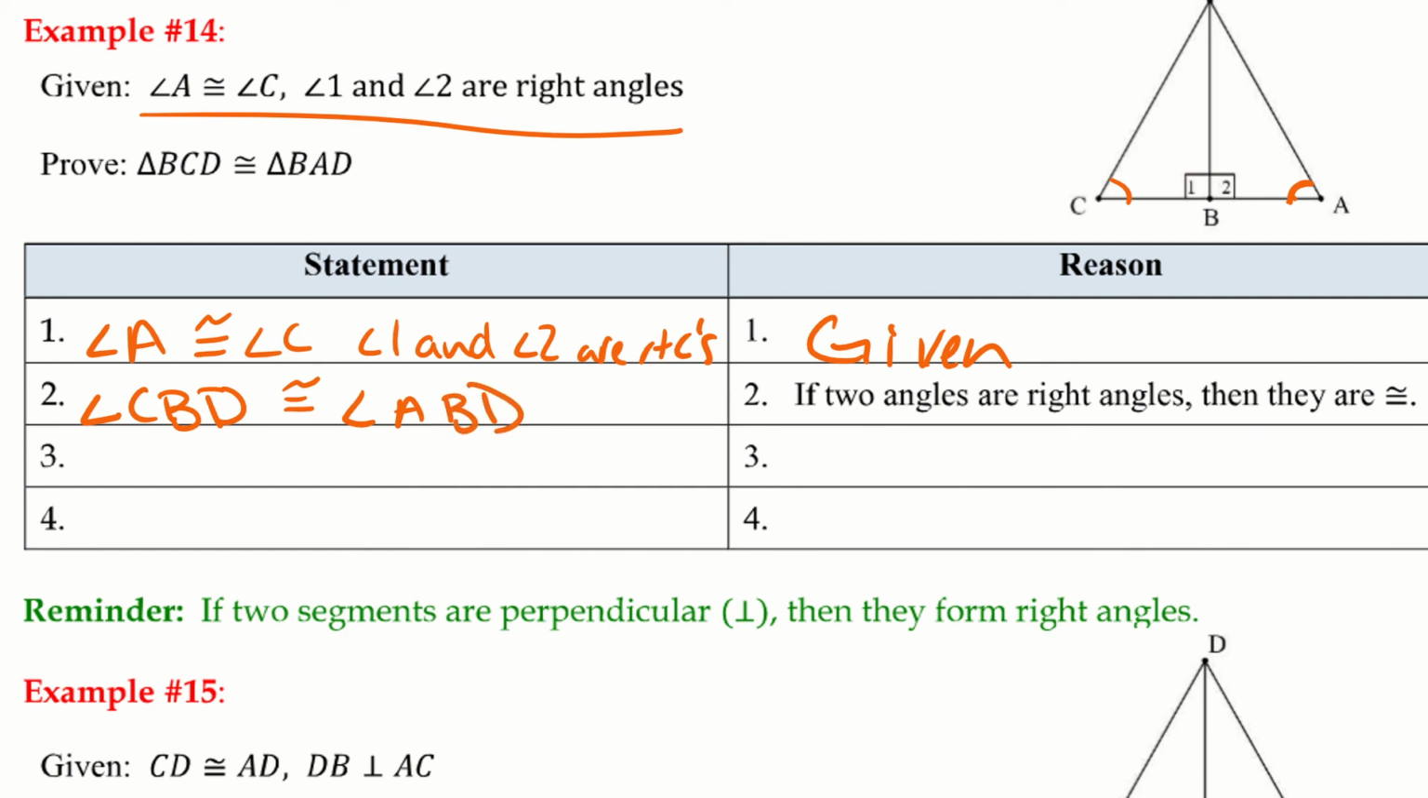Alright, once again, I have two angles. The only other thing I can really prove is that we have this DB is congruent to DB by the reflexive property.